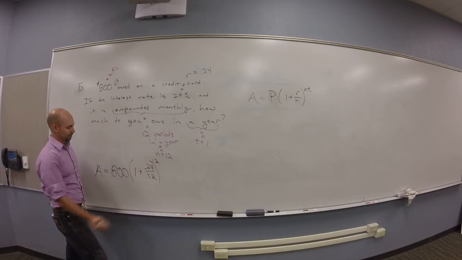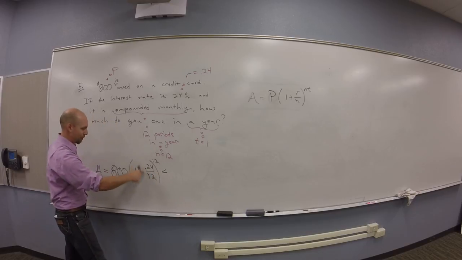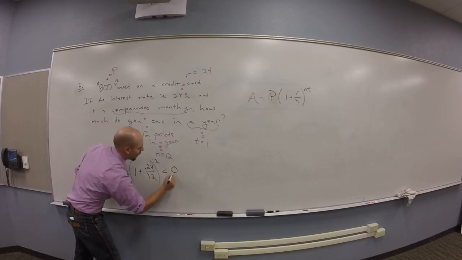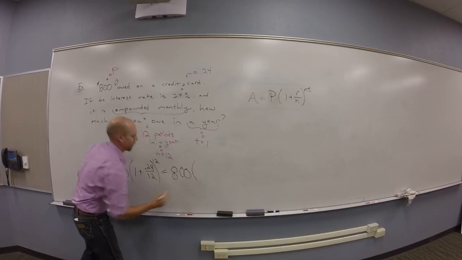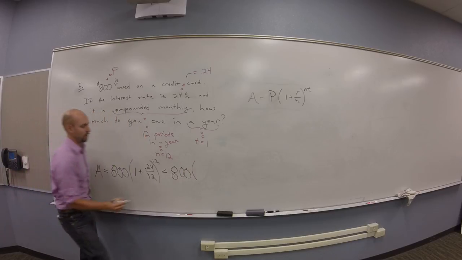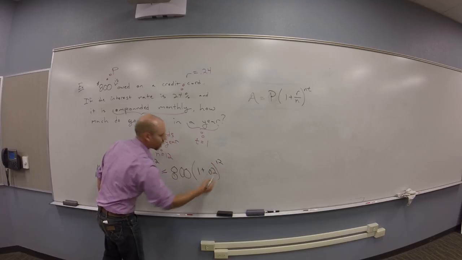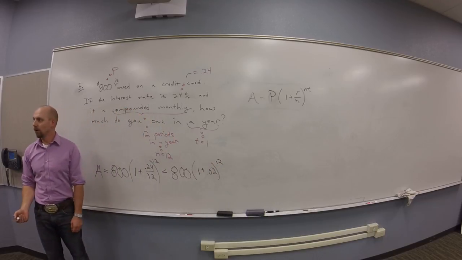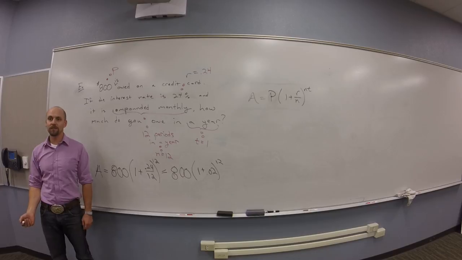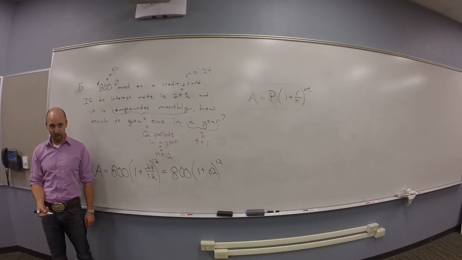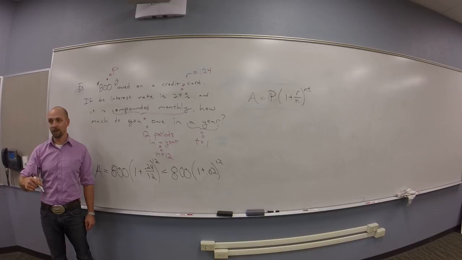Okay, do just that bit for me quick. So this is 800 times 1 plus 0.02 raised to the 12, right? Okay, so notice this is the same answer you would get if you had a 2% effective rate compounding yearly for 12 years, right? You guys all see that?